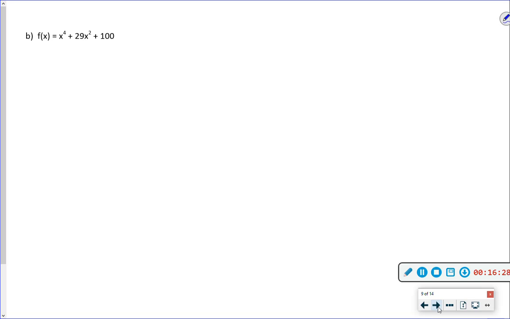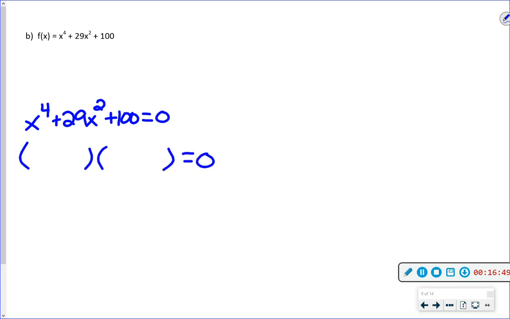Okay, so let's look at this guy. I'm going to set it to 0. I need 4 answers, 4th degree. I'm already thinking factoring because you know I'm quick with it. I think we can make the numbers work. What multiplies to 100 and adds to 29? Yeah, 25 and 4. And of course, to FOIL back out to x to the 4th, I'm going to have to make this x squared, x squared.